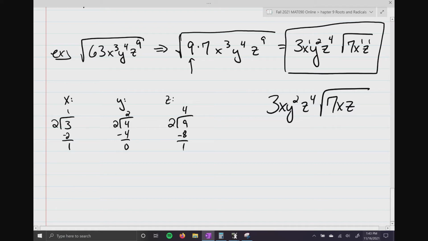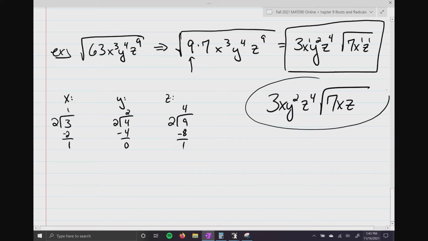Nobody said these were pretty answers. They are absolutely atrocious looking. But they are exact and they are correct. Okay? So maybe you're sitting there asking yourself, okay, why are we doing all this? And the answer is because eventually we want to be able to add and subtract square roots.